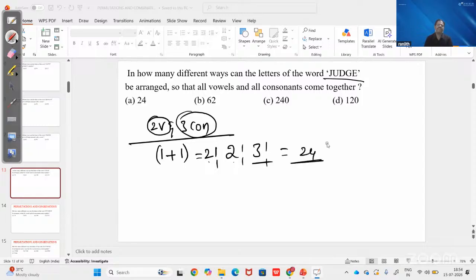In how many ways can we arrange? 24 ways. All vowels and all consonants can be arranged in 24 ways. Is there any common letter? There are no common letters.